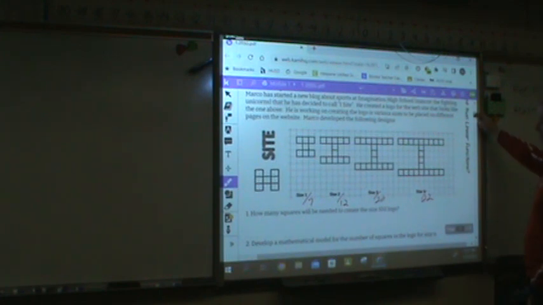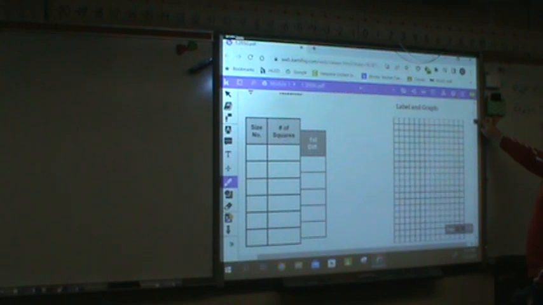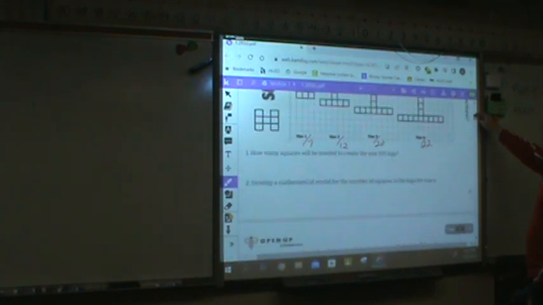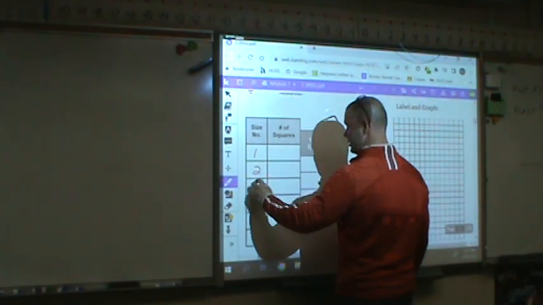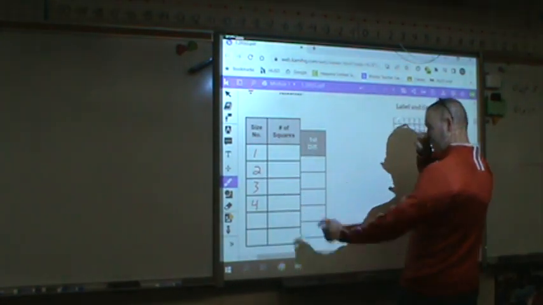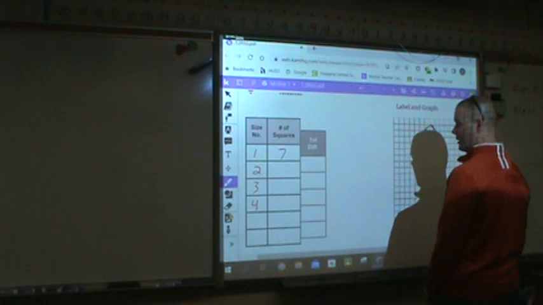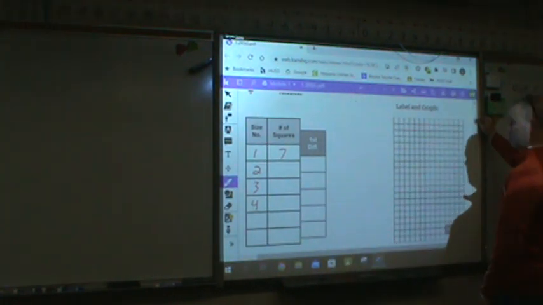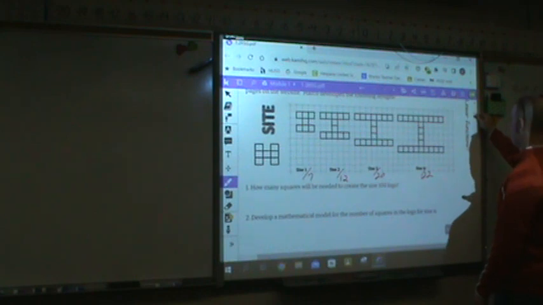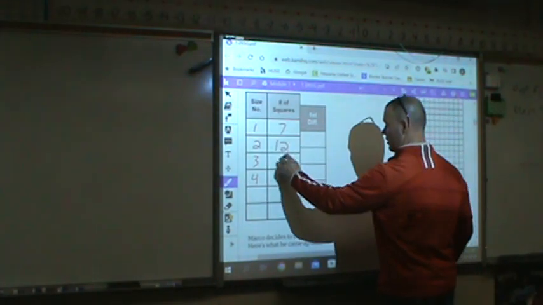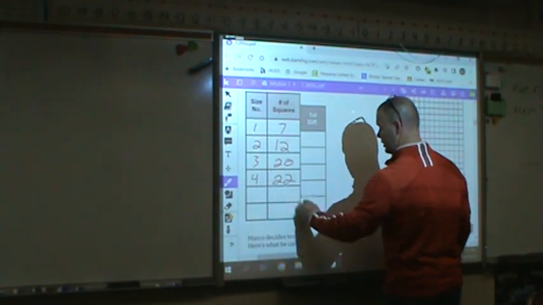Essentially, that's kind of what I did. I'm going to jump ahead a little bit, because it wants me to fill out a table and a graph anyway. So since I'm going to fill out a table and a graph anyway: 1, 2, 3, and 4. Size 1 had 7. Size 2, what was size 2? We have to go back. 12, 20, and 22.